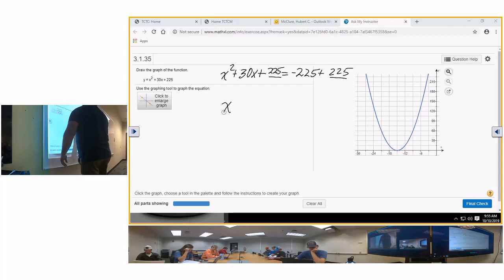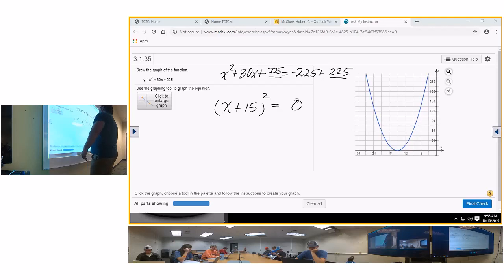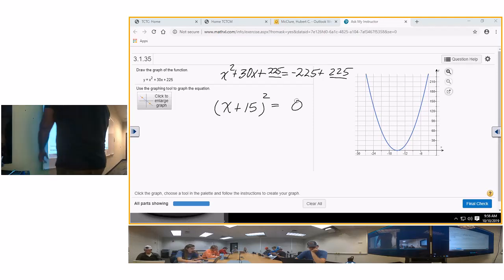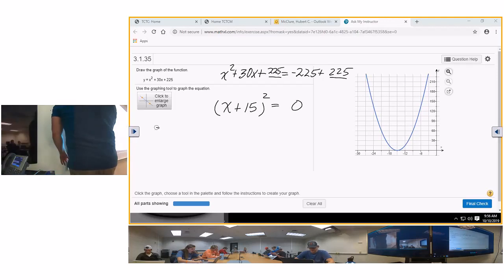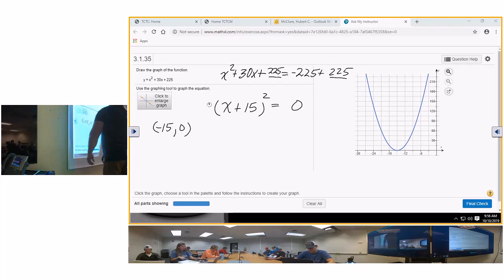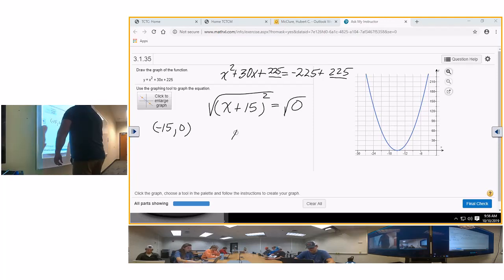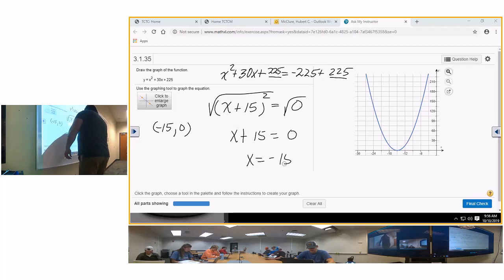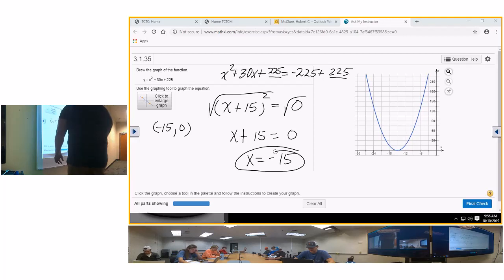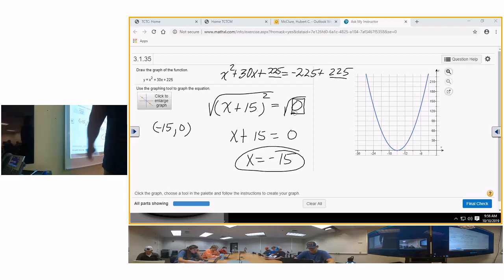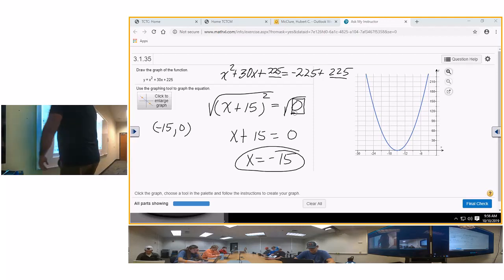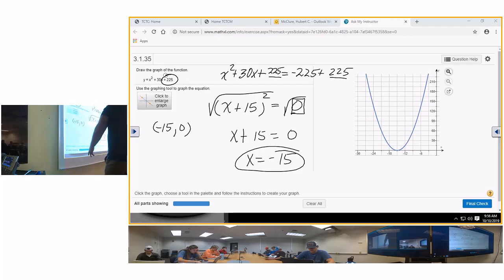Remind me not to put this one on the test. The quantity x plus 15 squared is equal to 0. So our vertex is negative 15 and 0. And then solve. Somebody type in the square root of 0 on your calculator. x is equal to negative 15. So we know we have one x-intercept because the discriminant is 0. So what is my y-intercept? My y-intercept is 225.